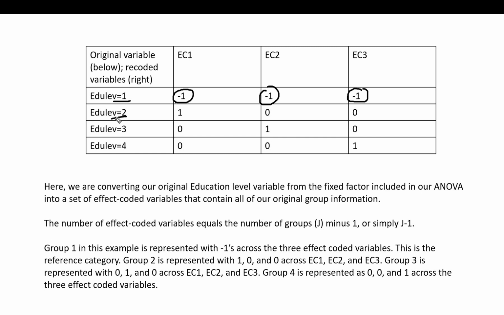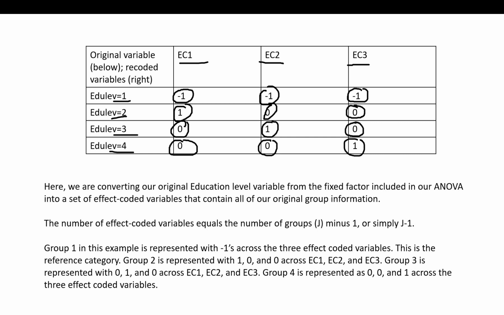For the second level of our original variable, it is coded 1, 0, and 0. For the third, we have 0, 1, 0, and for the fourth group, you can see codes of 0, 0, and 1. So with our coding system, we are able to identify all 4 groups with our 3 effect-coded variables.